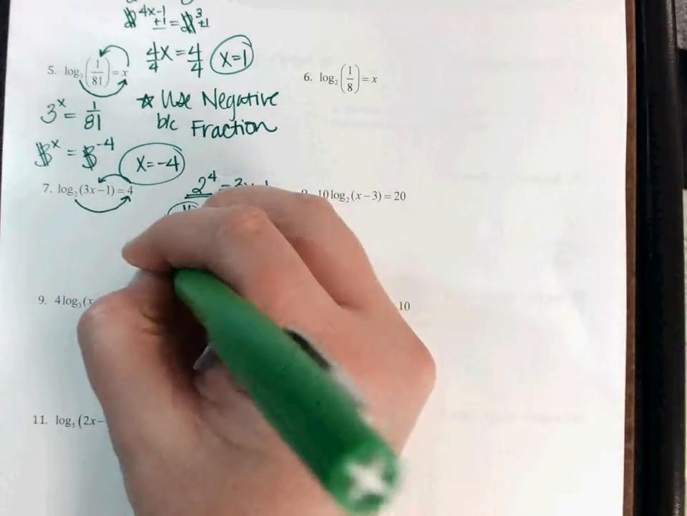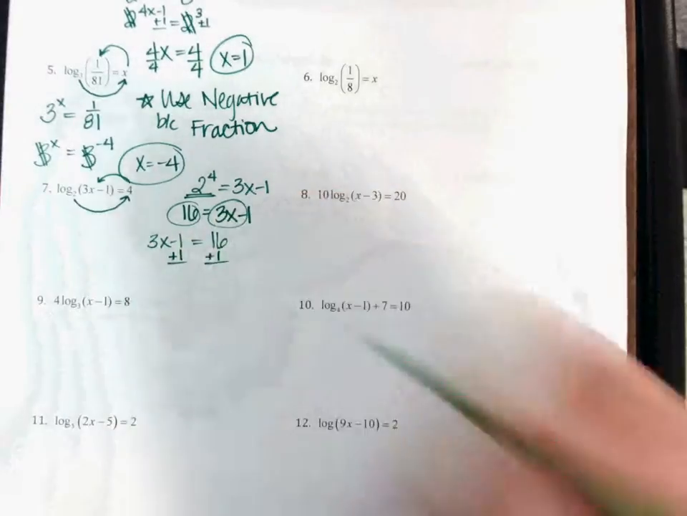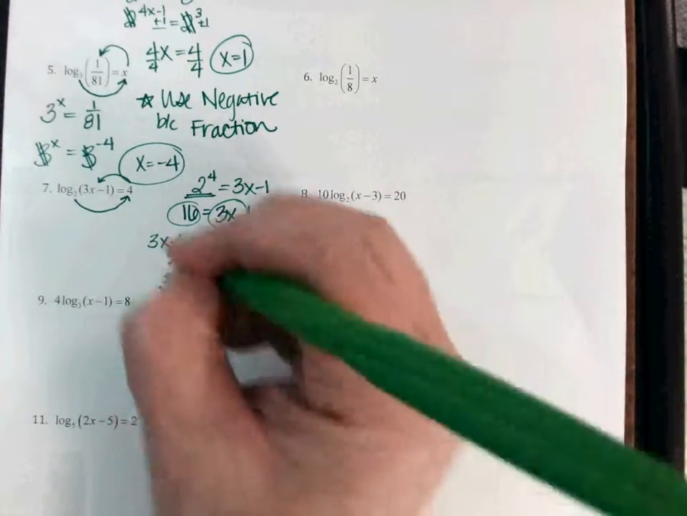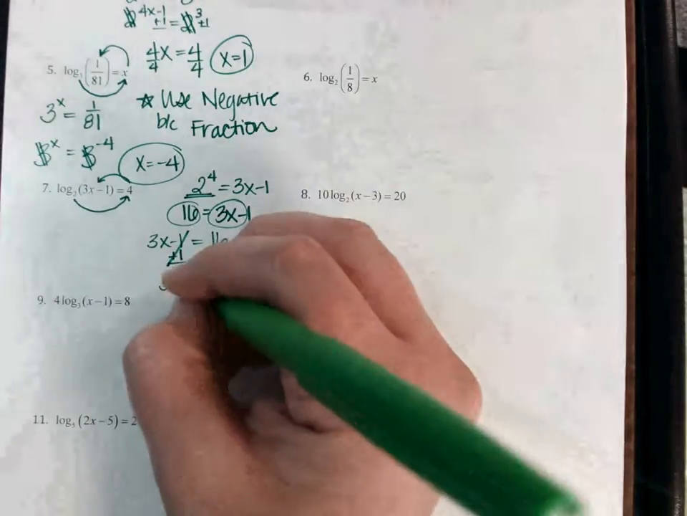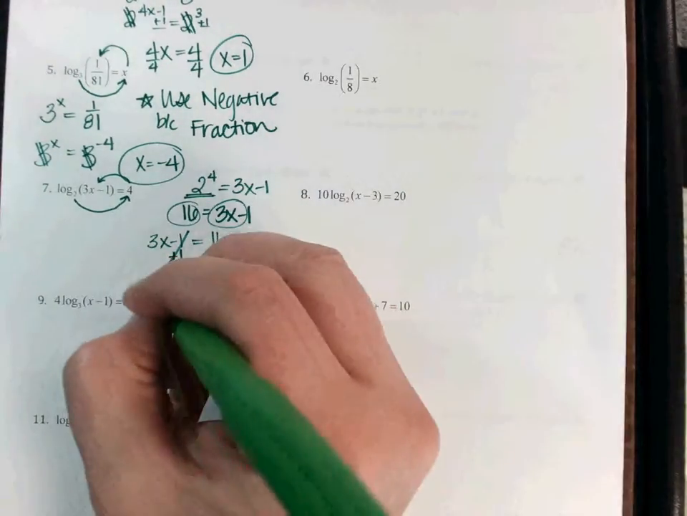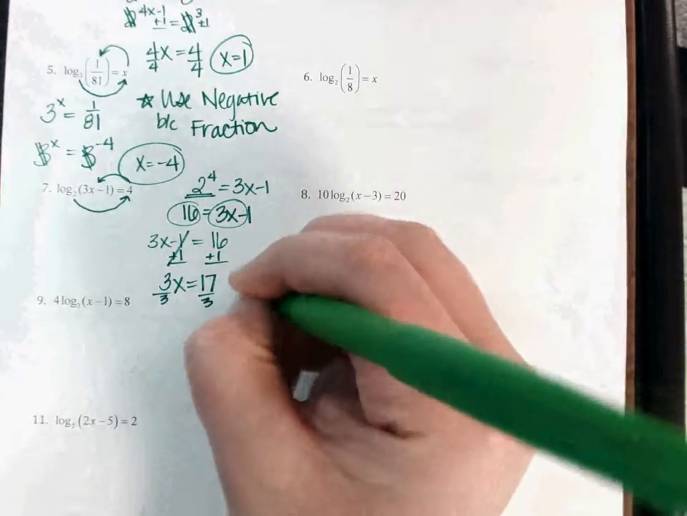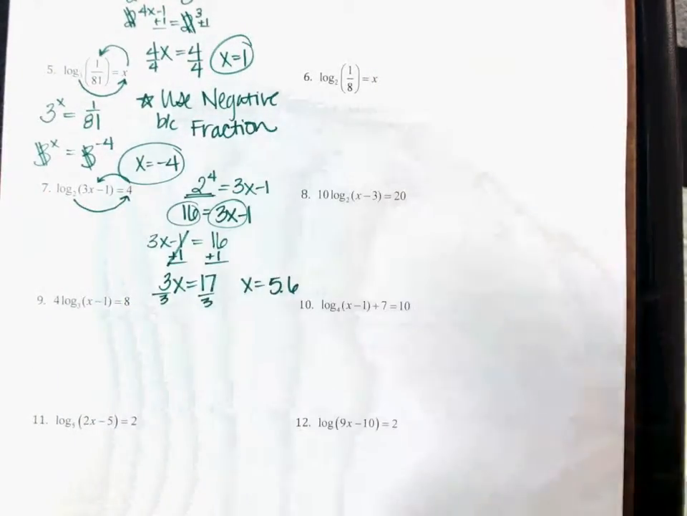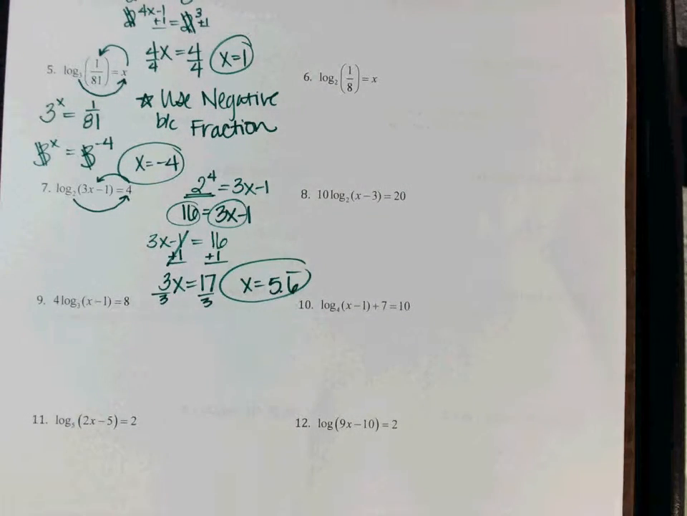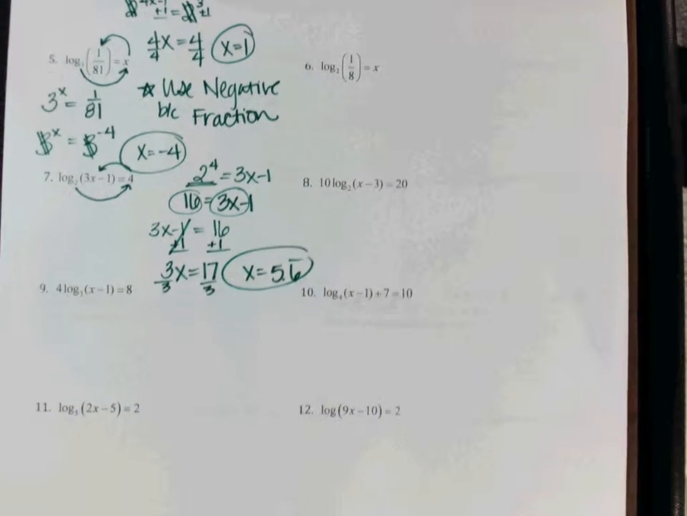So add the 1 across. That gives me 3x equals 17. And then do 17 divided by 3. I got 5.6. 5.6 repeating if you want to be super specific. Oh, I put 7. Oh, okay.